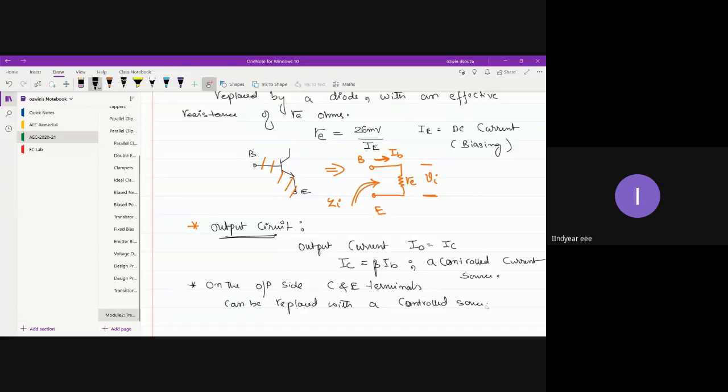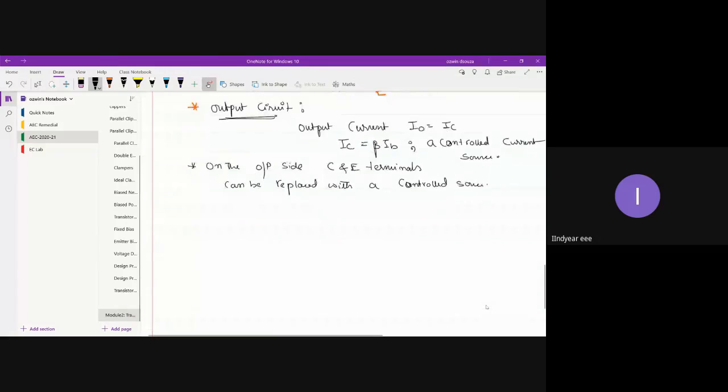Okay, let's see how exactly the output circuit looks like. So base I'm not going to show here. So this is your collector and this is your emitter. So what I'm trying to show you is that the collector and emitter terminals now can be represented with something like a controlled source. So this is IC, which is beta times IB, this being your collector terminal and this being your emitter terminal.